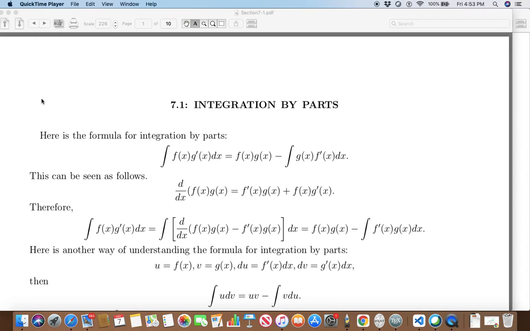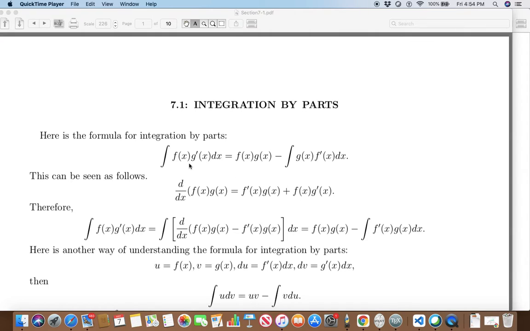Welcome back. We are now in section 7.1, integration by parts. Here is the formula for integration by parts. This is essentially the product rule for integration with a slight twist. Integral f g prime is f(x) g(x) minus integral g f prime.